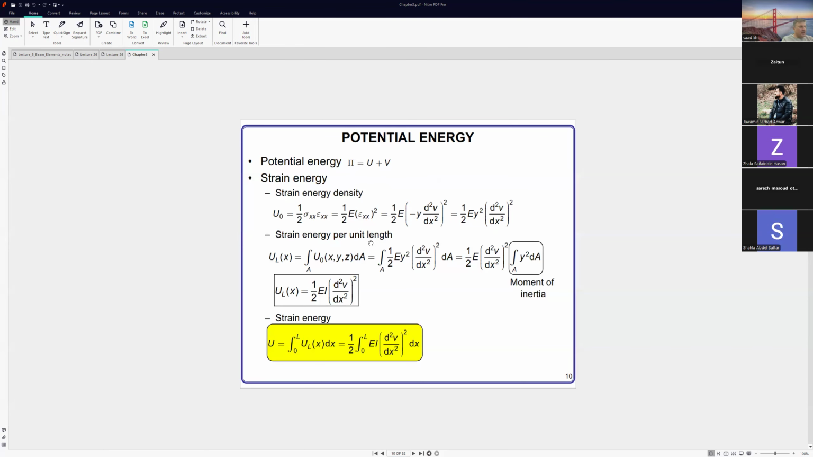So the strain energy per unit length is equal to the integration of U naught of x, y, z dA. It is equal to half E y squared times d squared V over dx squared, all squared, times dA. And the integration of y squared dA is the moment of inertia I. So this is U of L equal to half E I d squared V over dx squared, all squared.